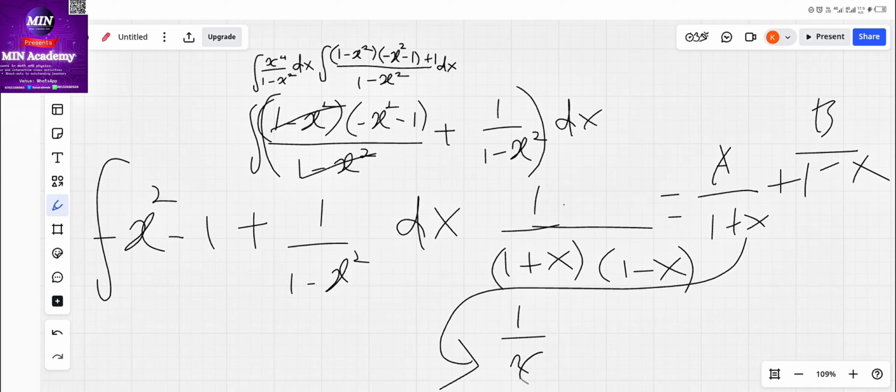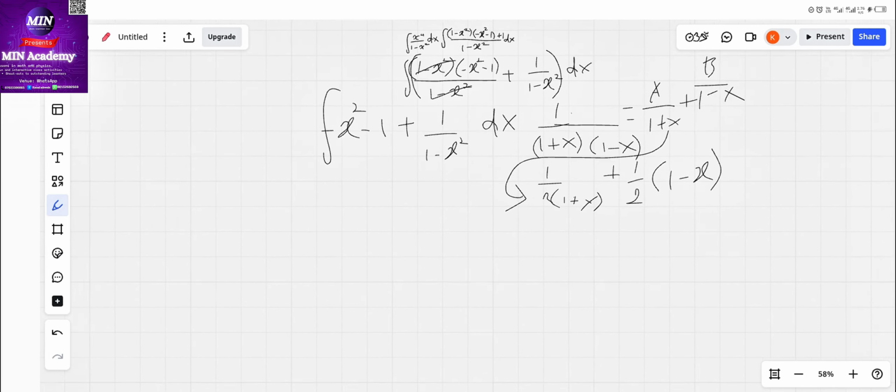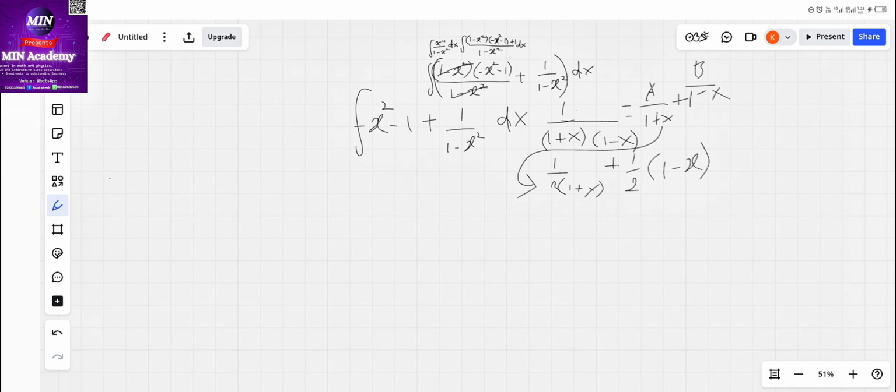So we rewrite 1 over 1 minus x squared as 1 over 2 times 1 plus x, plus 1 over 2 times 1 minus x. Note that the 1 minus x goes with the 2 in the denominator, 2 multiplied by the bracket 1 minus x. Let's zoom in again so that I can have enough space to continue the work. After splitting it like this, the work is easier.